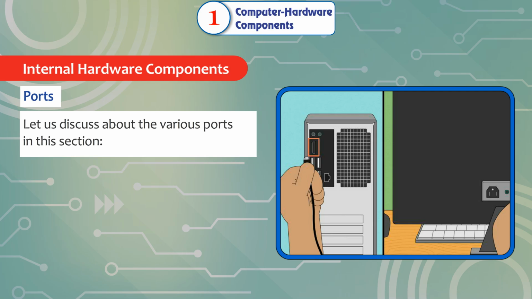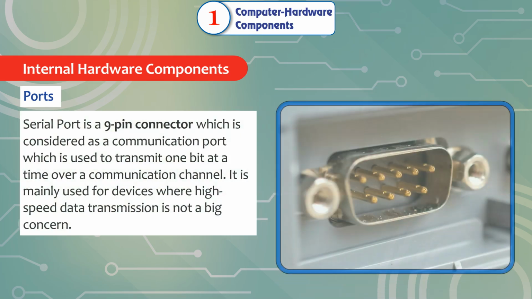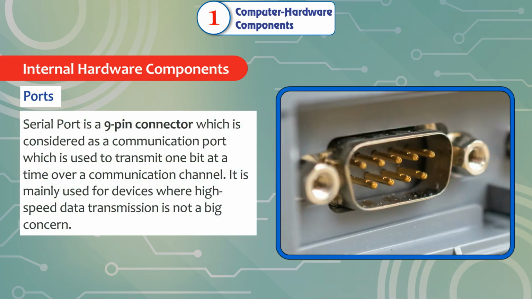Let us discuss the various ports in this section. Description. PS/2. It is a 6-pin connector which is used to connect the mouse and the keyboard to the computer. It has a purple color code for the keyboard and a green color code for the mouse. Serial port is a 9-pin connector which is considered a communication port which is used to transmit one bit at a time over a communication channel.